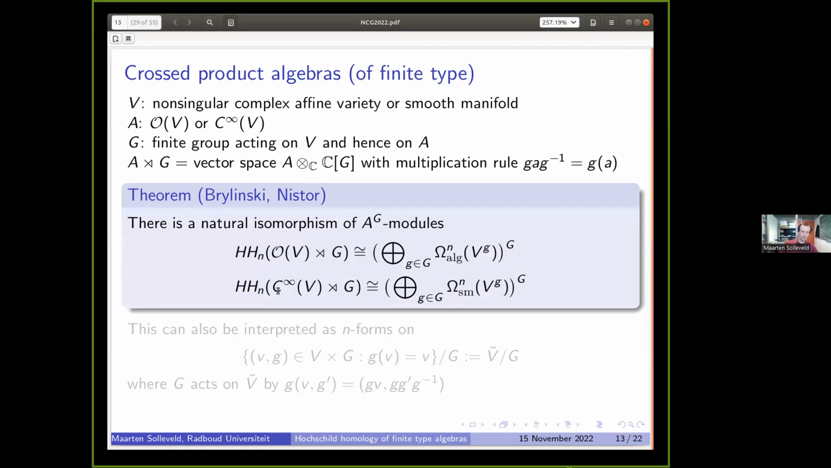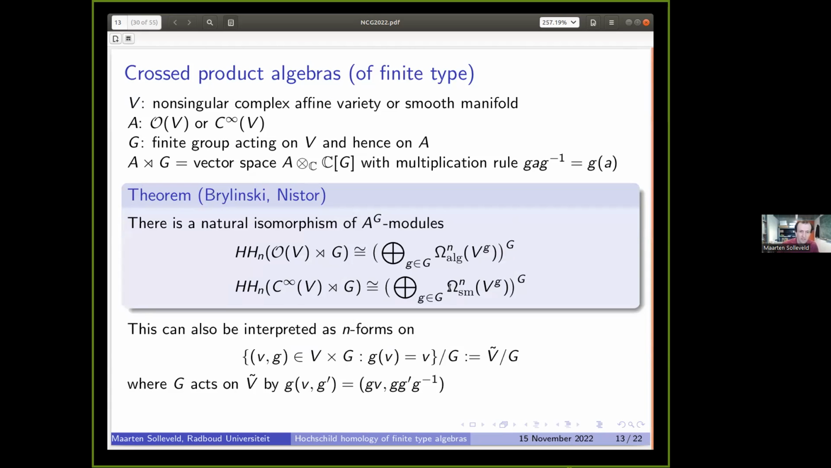And the same works if you do it in a smooth setting. This is probably only due to Eastwood in the smooth setting, I'm not entirely sure. And then you get, of course, smooth differential forms. So this, in some sense, generalizes the Hochschild-Kostant-Rosenberg theorem, but its proof, of course, reduces things to the Hochschild-Kostant-Rosenberg theorem.